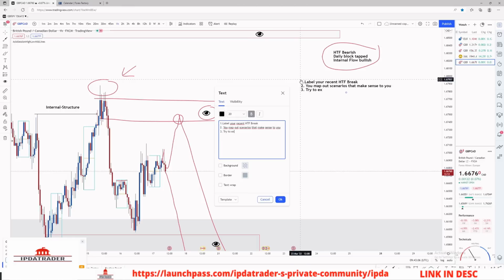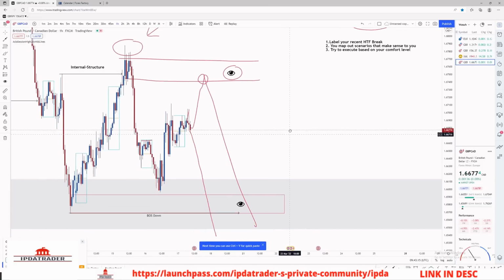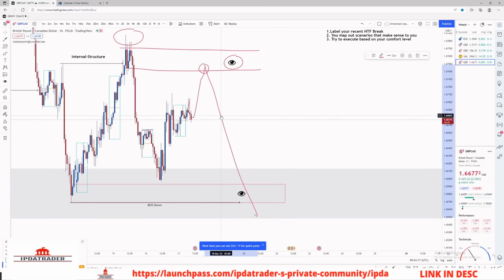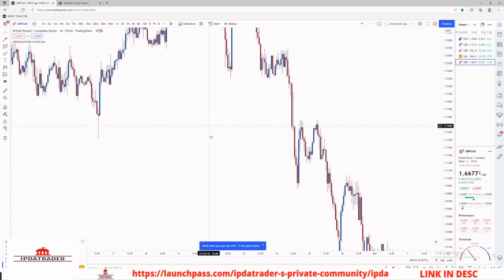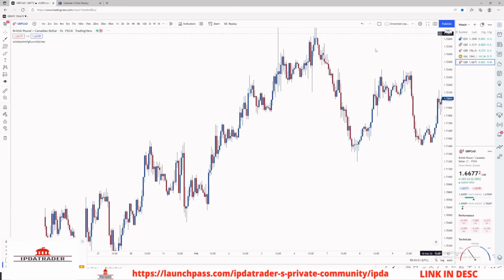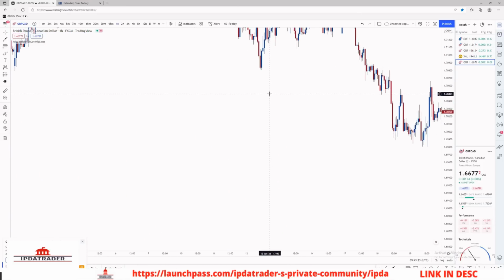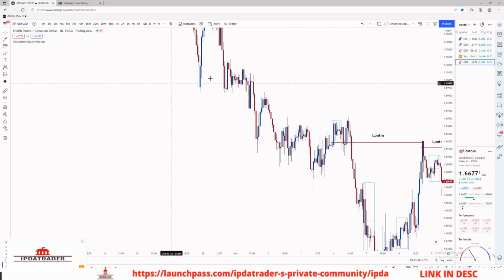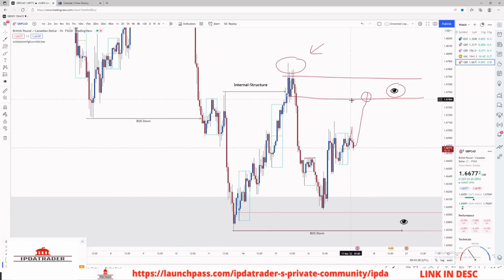You try to execute based on your comfort level. So please understand these different items very well. As you can see, I'm not complicating it. I'm not going over what's happening and what happened, let's say over here, what happened January 12th. I'm working with what is given to me recently. This is very important, right?